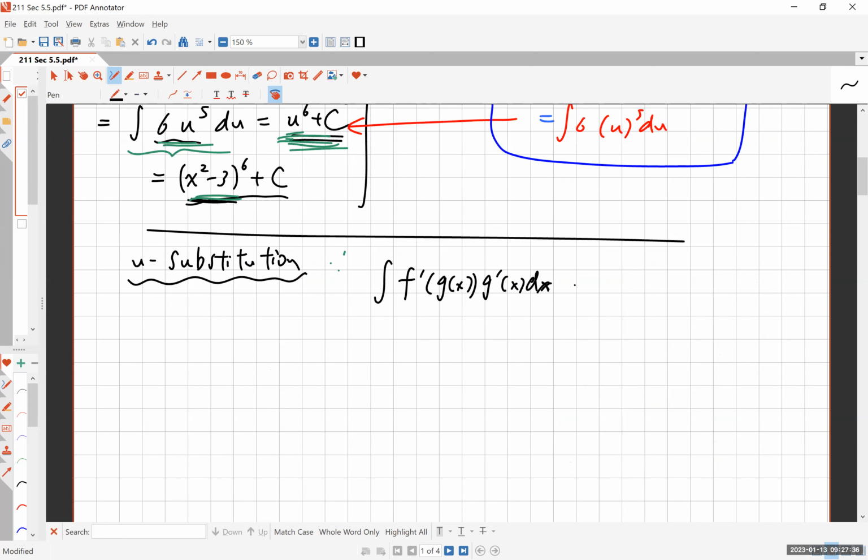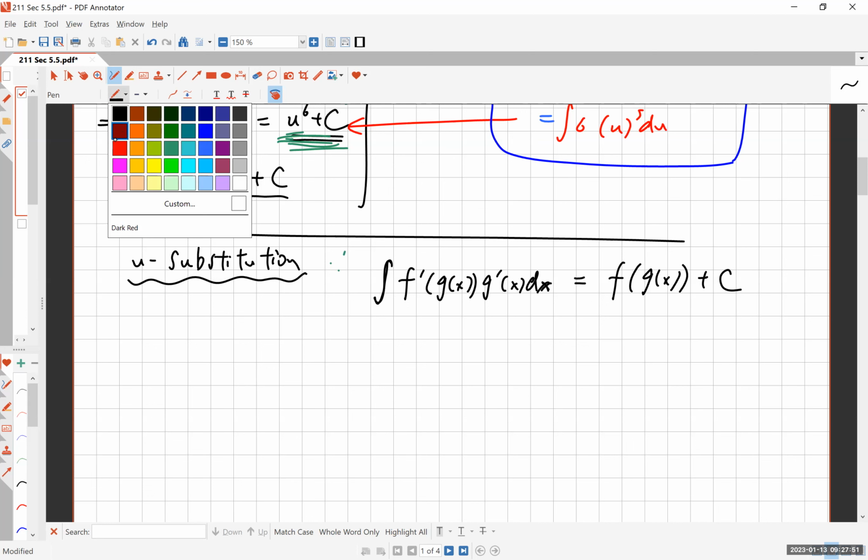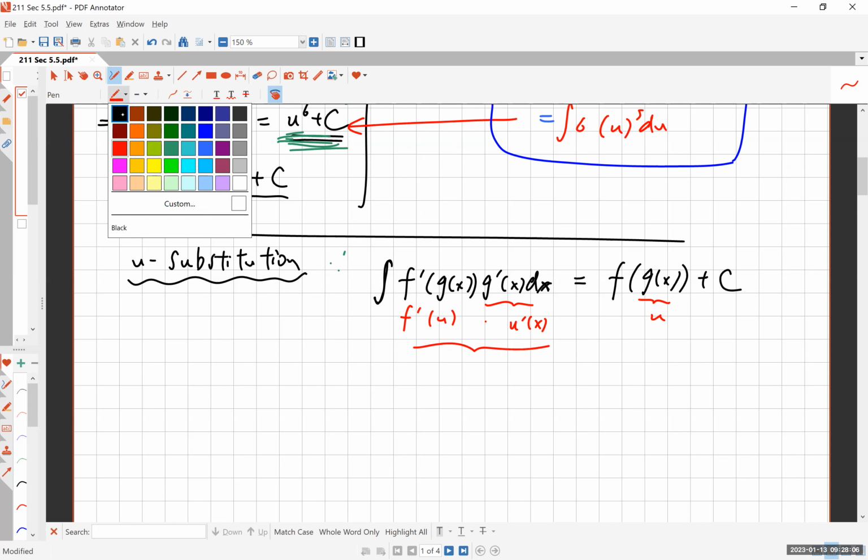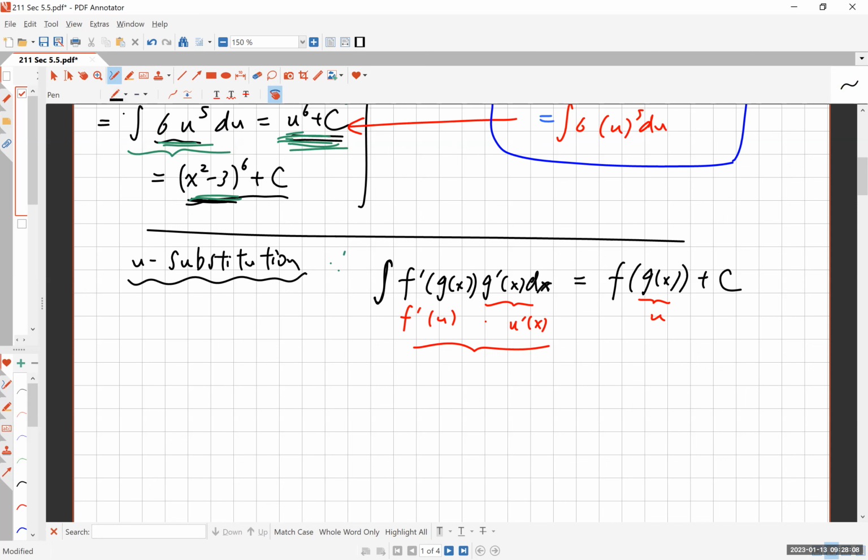And this is what you will do. This is the kind of integral for which u-substitution will work: f prime of g of x times g prime of x, and this just becomes f of g of x plus c. Now, what's u? This is the part I am calling u, and so this is u prime, and this is f prime of u. And if you look at this, this is exactly the chain rule, right? So that is the basis upon which u-substitution is justified.